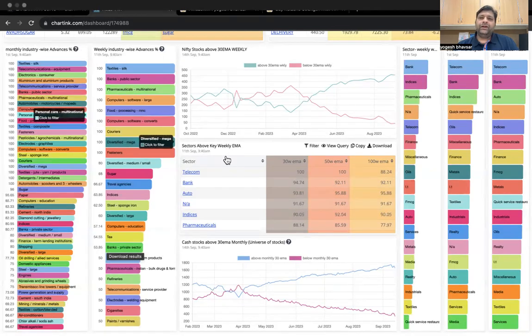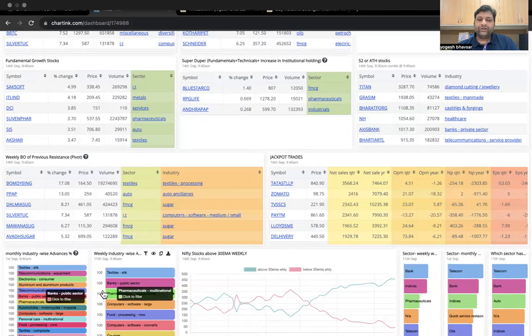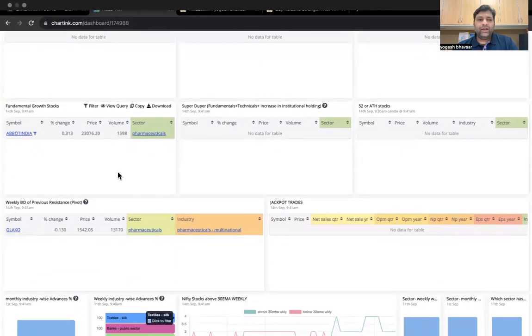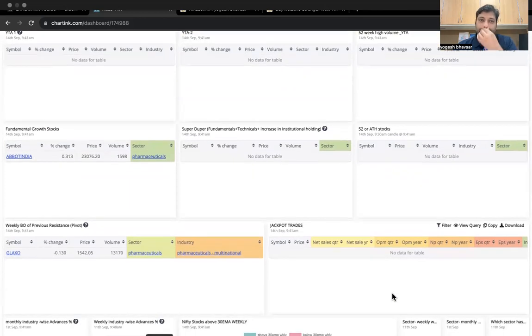And the best part, the way I have designed this is, if I press, say, pharmaceuticals over here, my entire screen and all the sector stocks will change, and it will give you the fundamental growth stocks as per my criteria in pharmaceuticals. In the entire dashboard, everything is getting connected to the fundamentals. And if you see weekly breakout, Glaxo is right now breaking out. So you get the technical, and if more stocks are there and they connect with the parameters of the other areas, they will also pop up.